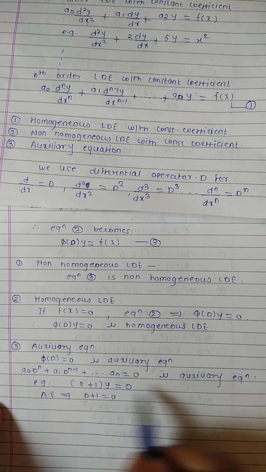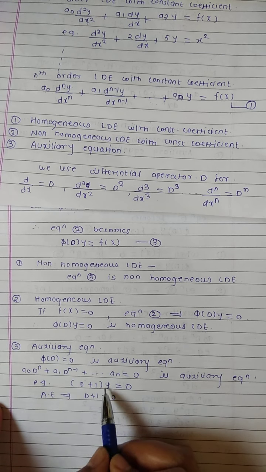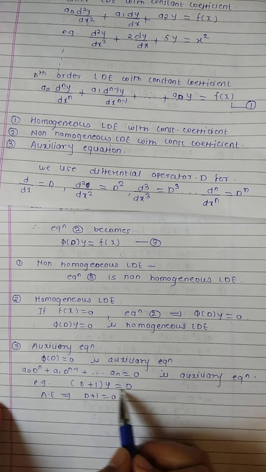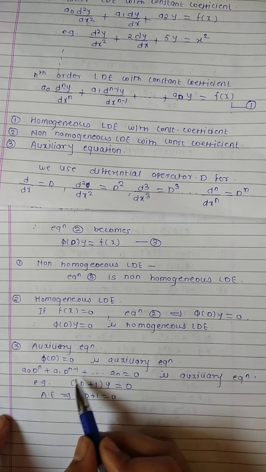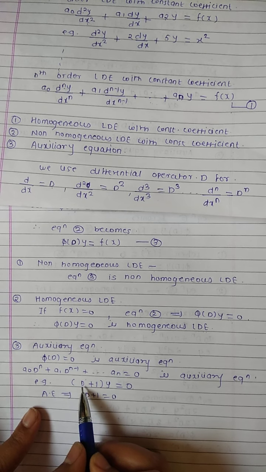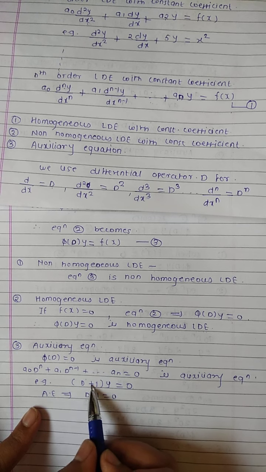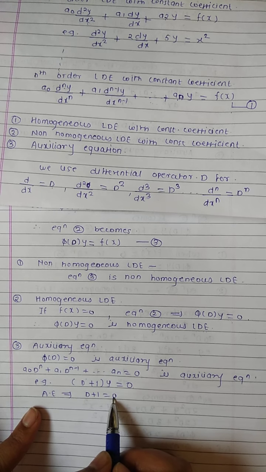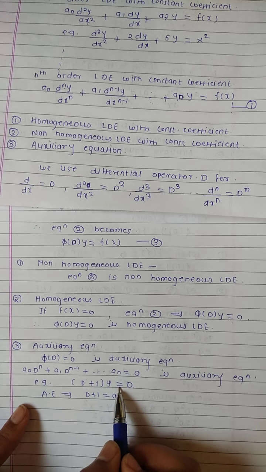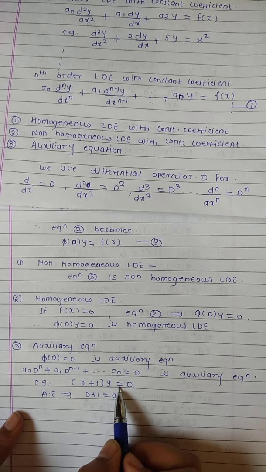For example, if this is a first order linear differential equation with constant coefficient, D plus 1 y is equal to 0, then what will be the auxiliary equation of this equation? So what is phi of D here? Phi of D is D plus 1 is equal to 0. That is, D plus 1 is equal to 0 is the auxiliary equation of this linear differential equation.